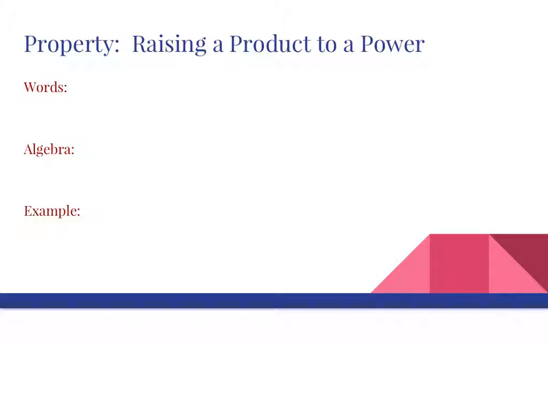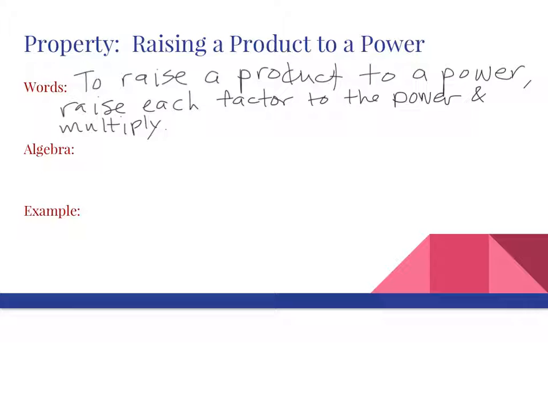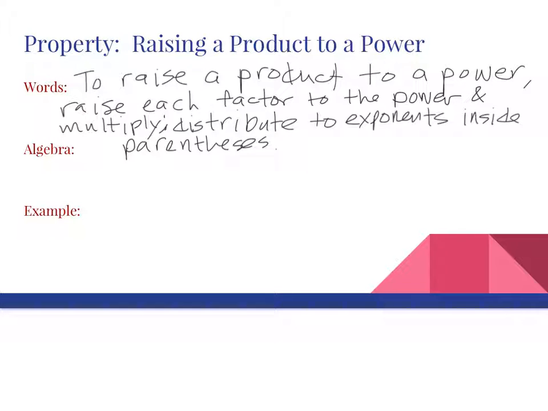Property, raising a product to a power. In words, we'll say to raise a product to a power, raise each factor to the power and multiply. Another way of saying that is distribute the exponent to the factors inside the parentheses. The algebraic formula looks like this: a times b to the n equals a to the n times b to the n.